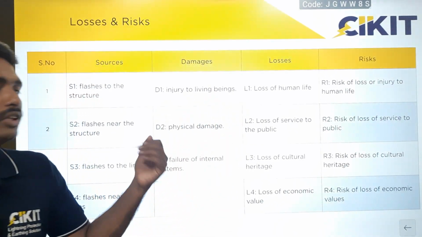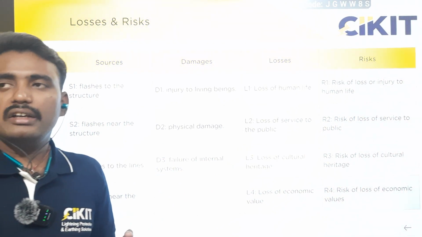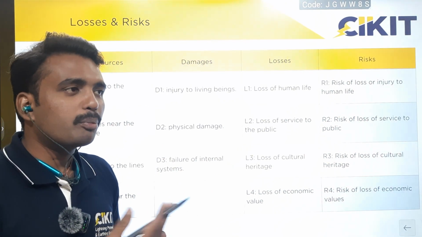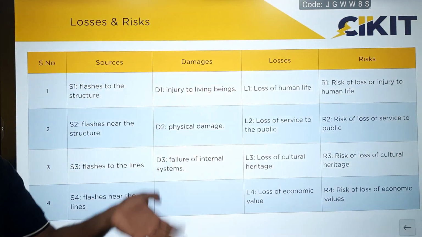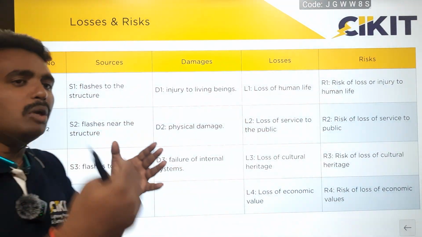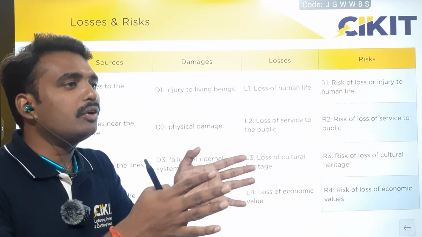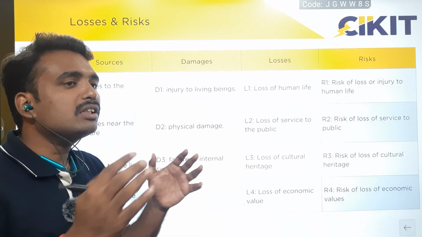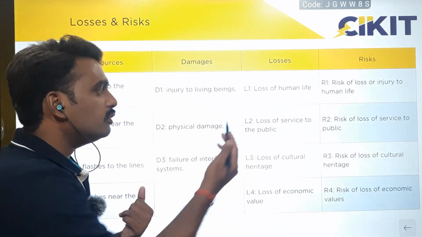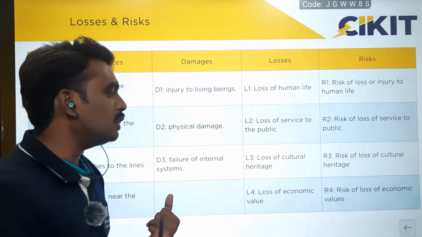The second one is loss of service to the public. If you take a telecommunication tower or any substation or power transformers, and because of lightning some of the equipment gets damaged, then all the people who are getting service from that particular tower won't get the service. That will affect a group of people, so it comes under loss of service to the public.